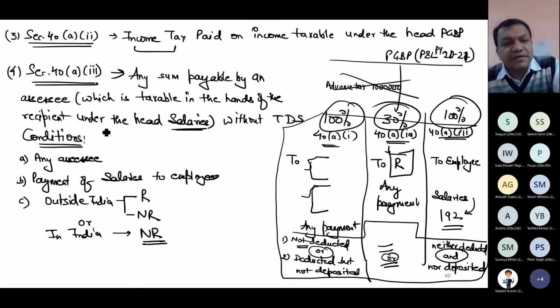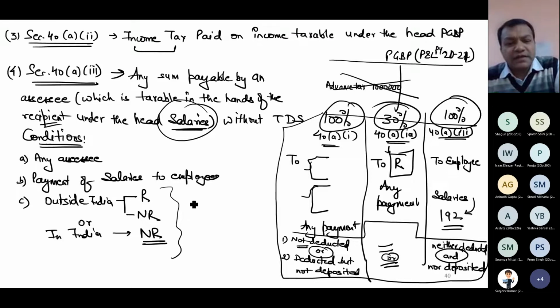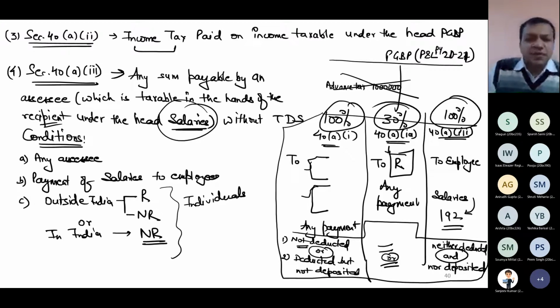Now, since the recipient will be taxed under the head salary, one thing is sure that all these are individuals, human beings. The recipient cannot be a partnership firm. A partnership firm doesn't include income under the head salaries. So individuals will be there.